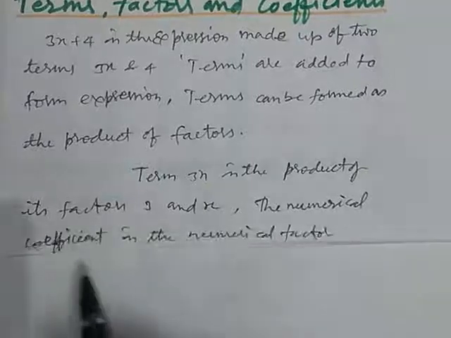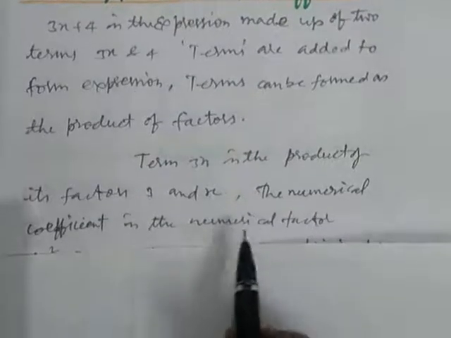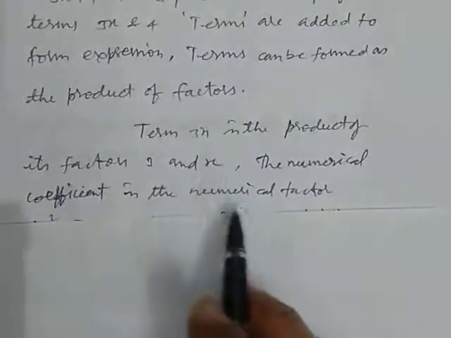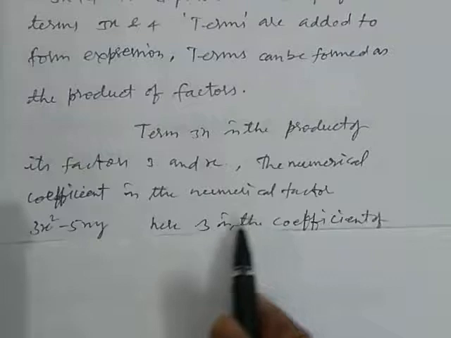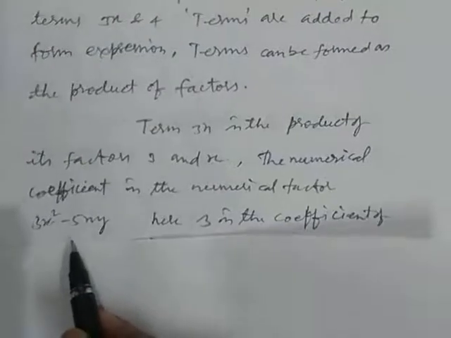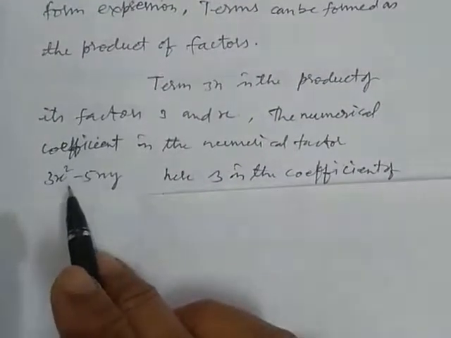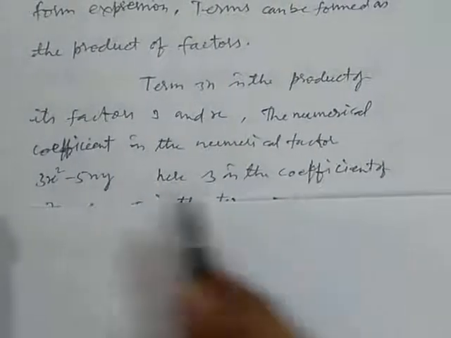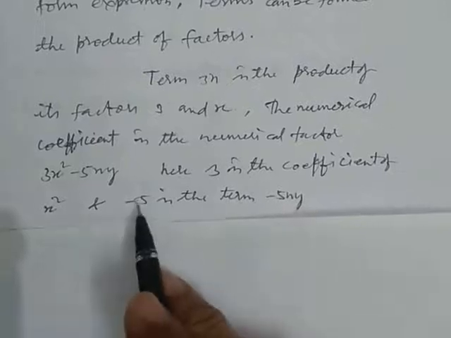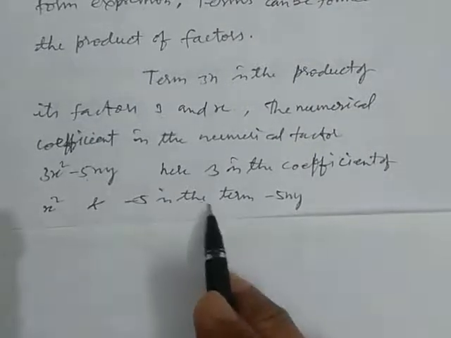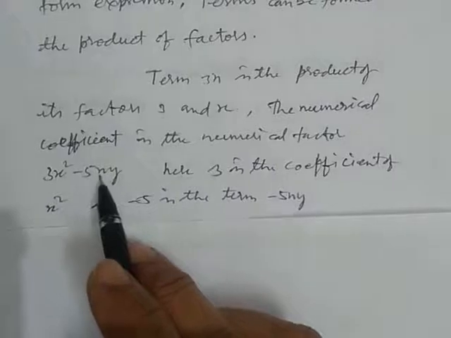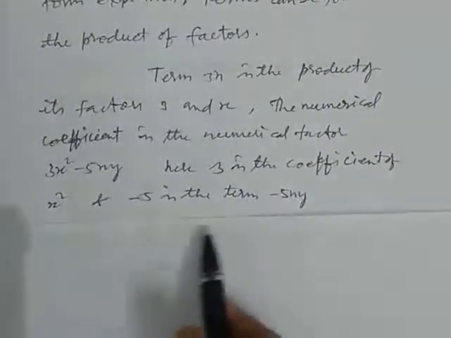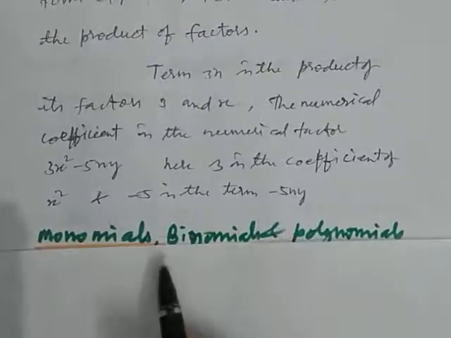Okay. The numerical coefficient is the numerical factor. Here 3 is the numerical coefficient of x, and this is the numerical factor. Now we consider the expression 3x square minus 5xy. Here 3 is the coefficient of x square, and minus 5 is the coefficient of the term xy. Minus 5 is the coefficient of xy.